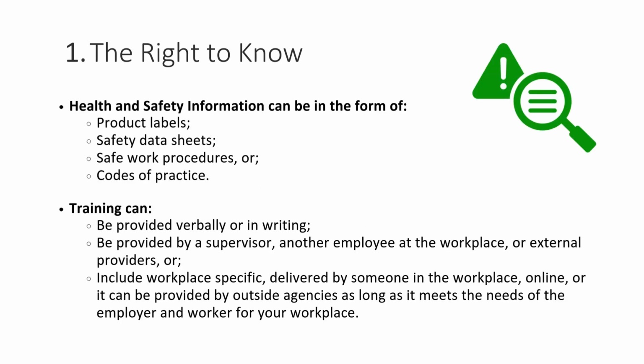Health and safety information can be in the form of product labels, safety data sheets, safe work procedures, or codes of practice. Training can be provided verbally or in writing, by a supervisor, another employee at the workplace, or external providers. It can be workplace-specific, delivered by someone in the workplace, online, or provided by outside agencies, as long as it meets the needs of the employer and worker for your workplace.